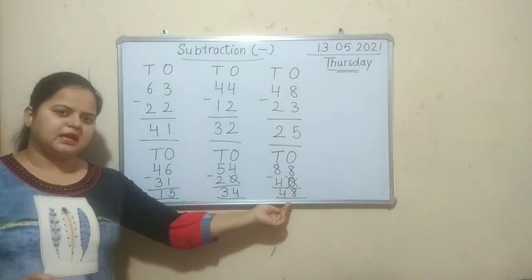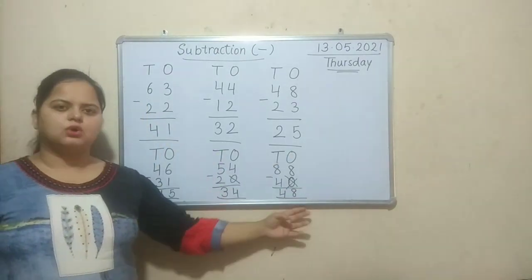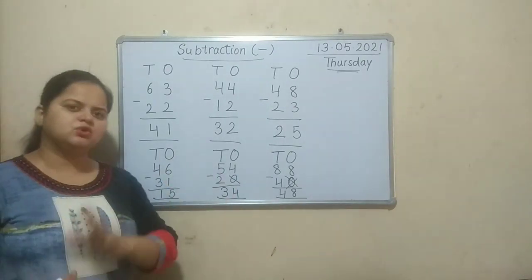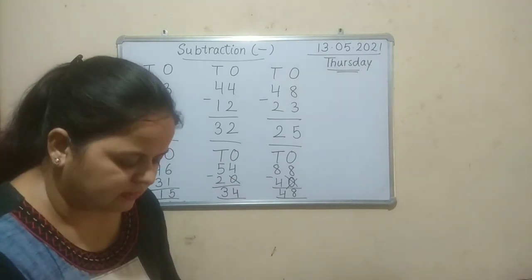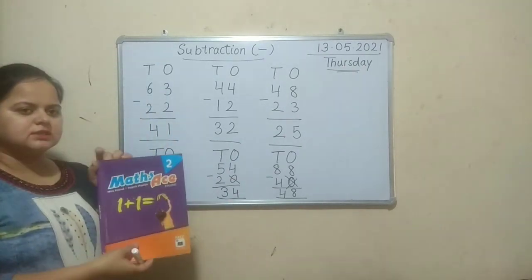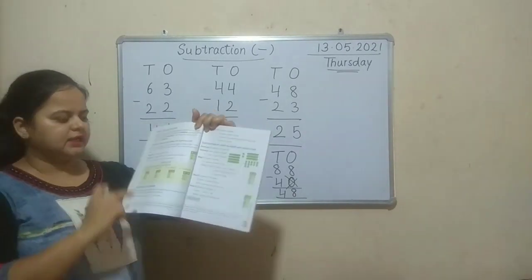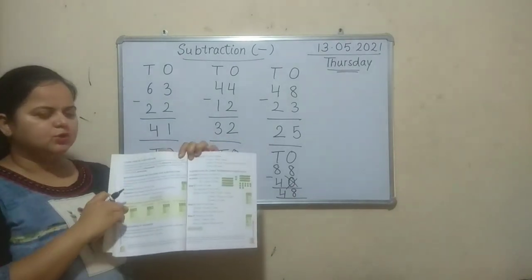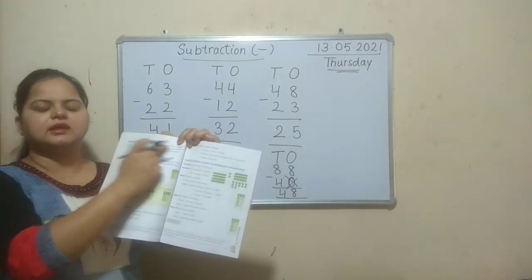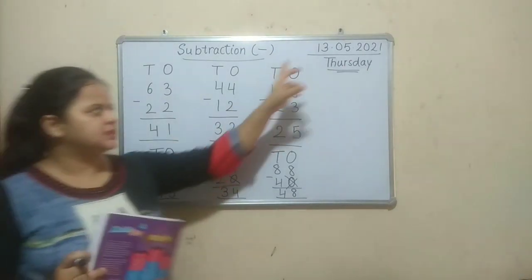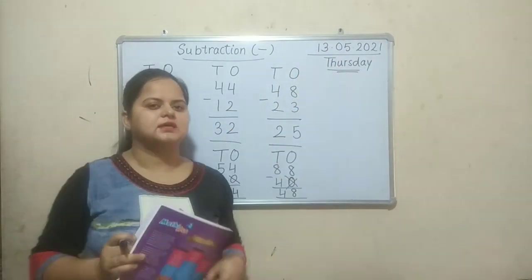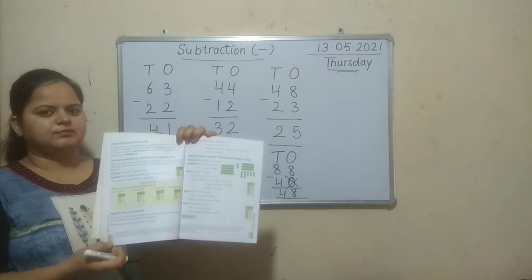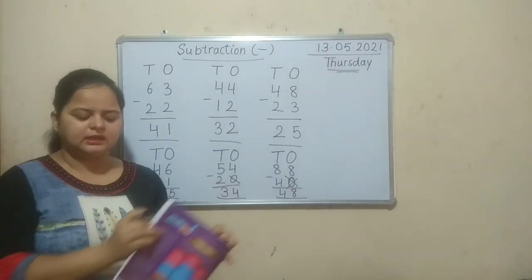Very good. I hope you all have done all these sums in your notebooks. Now we will do the same sums in your books again. So bring out your books. Open page number 30. Here are the same sums in exercise 3A. And you have to write the date and day here again. The date is 13/5/2021 and the day is Thursday. So write the date and day on page number 30. Yes, do it quickly.